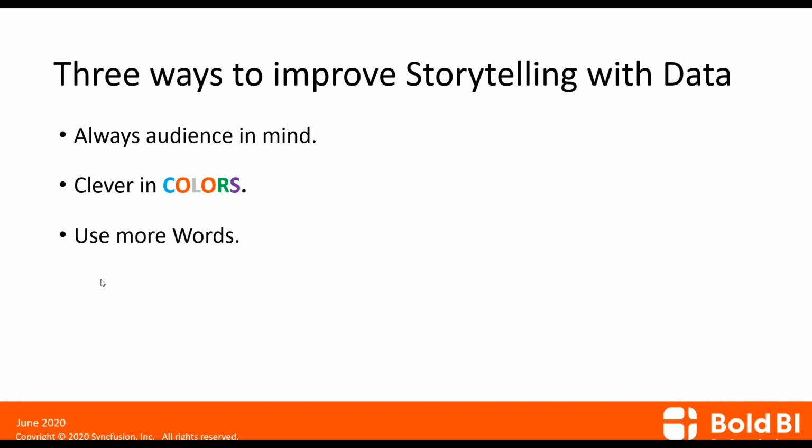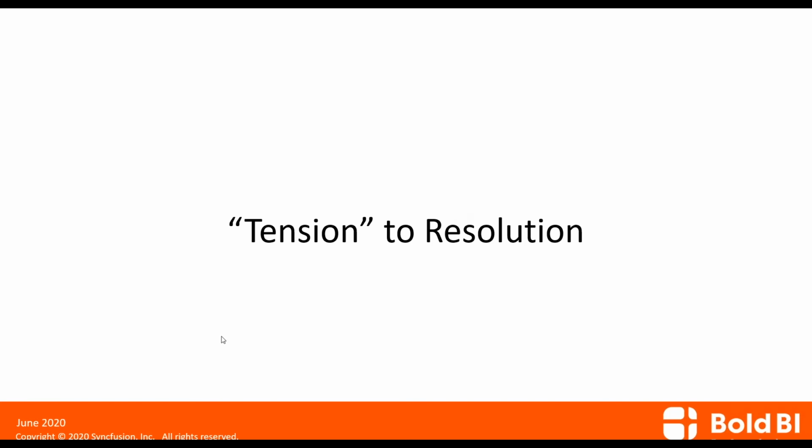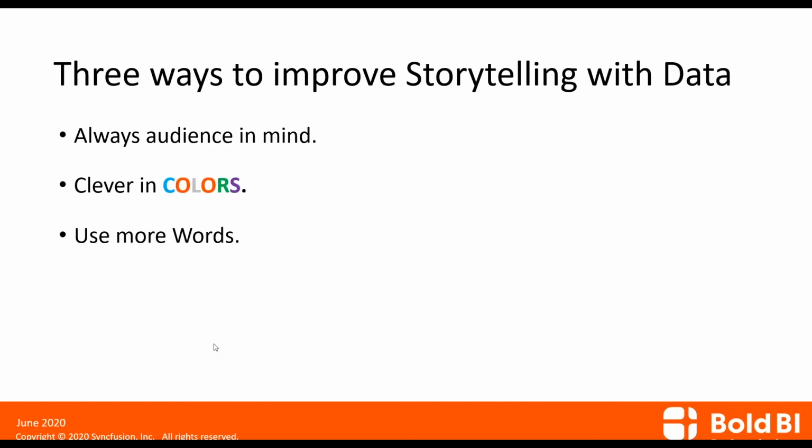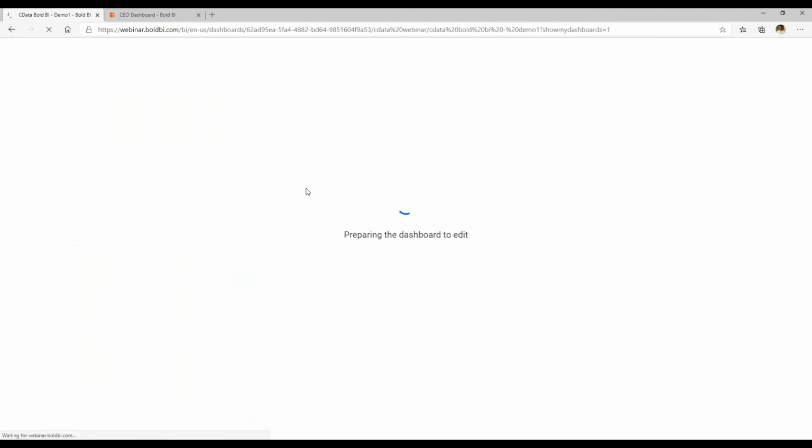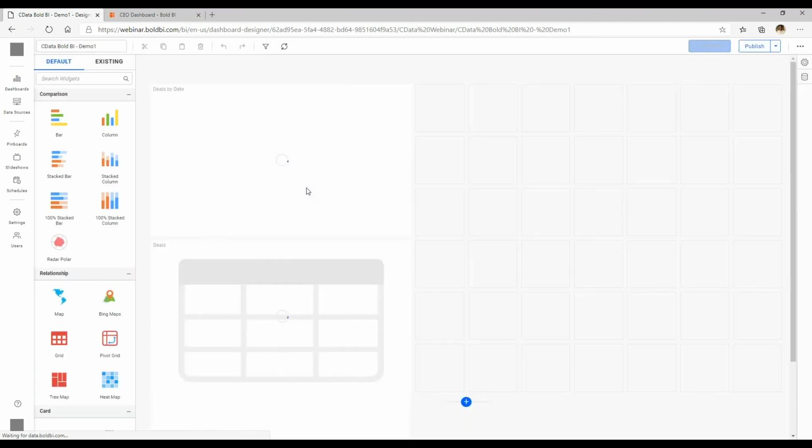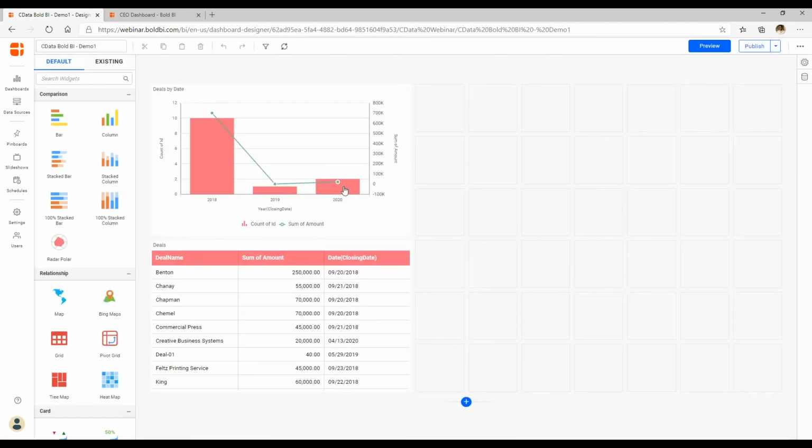Let me just quickly get back to the dashboard and show you the relevant things. Okay, let me edit this. And as I mentioned in the previous slide, let us just take that this is going to be for a CEO who would like to track the deals so far in 3 years. Okay, so if this is going to be the question, I have already created a widget that is showing the count of deals closed in the last 3 years.